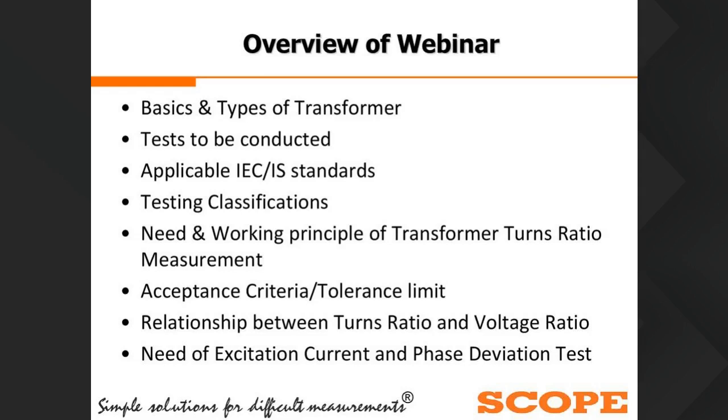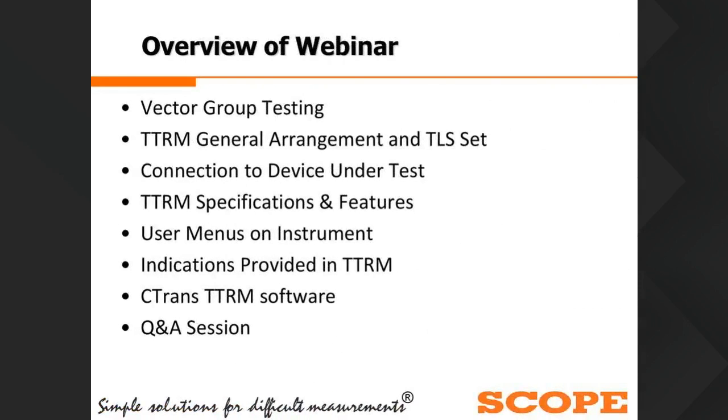Then we will see the relationship between turns ratio and voltage ratio. Then we will see the need for the excitation current and phase angle deviation test. After that, the importance of the vector group detection test, and what a vector group is. Then we will see our instrument details, that is TTRM, and after that the basics of the TTRM, general arrangement and test lead sets.